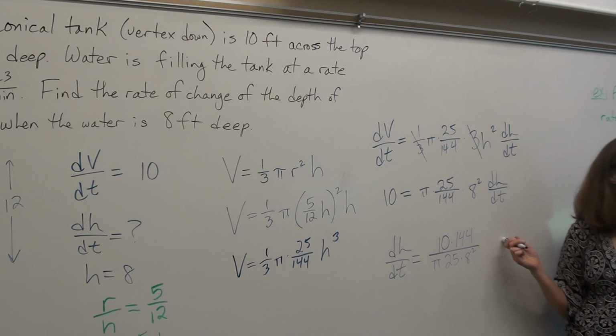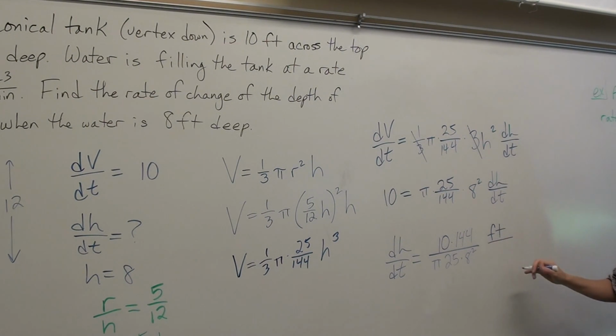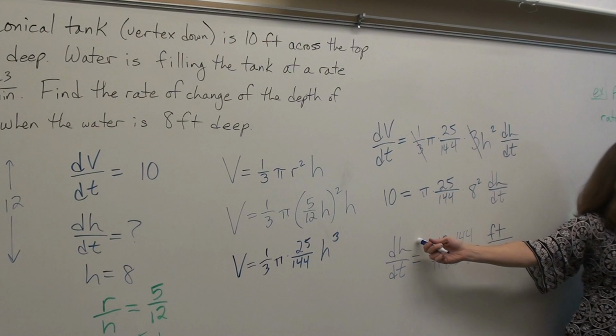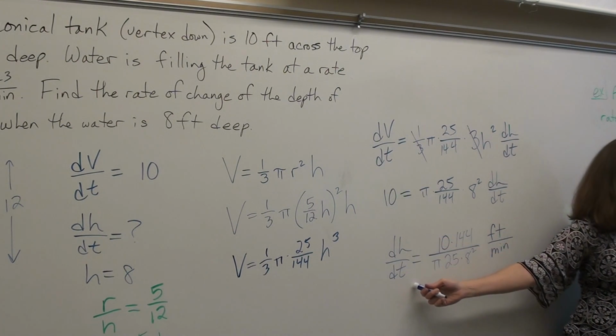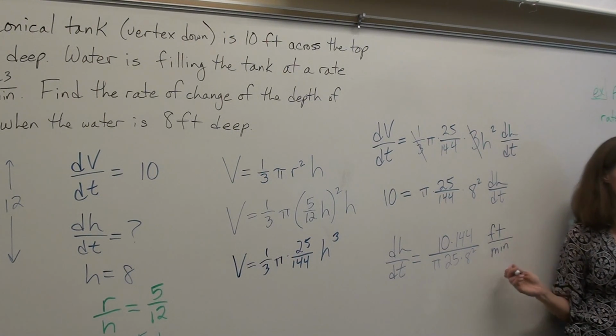What are my units? Feet per minute. Is it feet or feet cubed? Remember, this is the units of height over the units of time. Height is measured in feet, time is measured in minutes, so feet per minute.